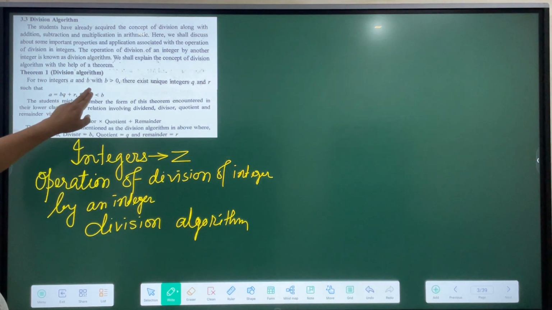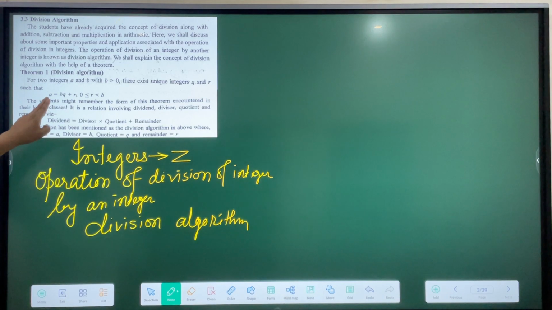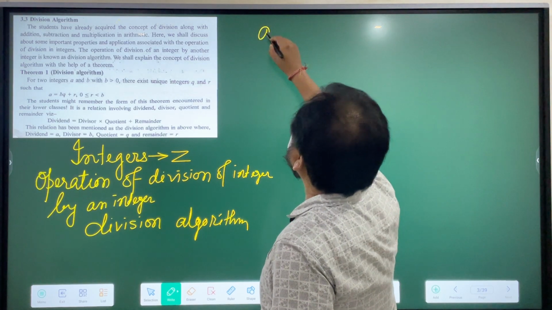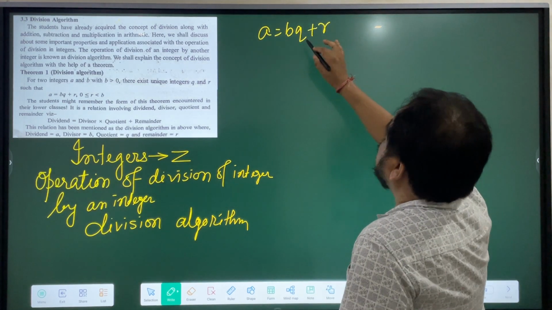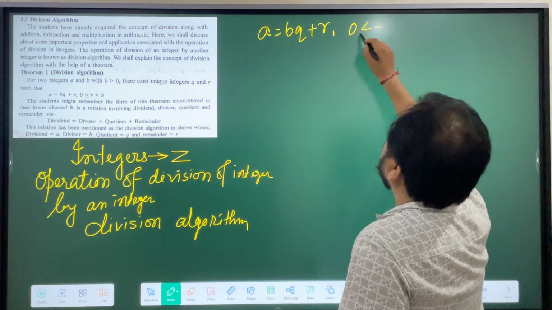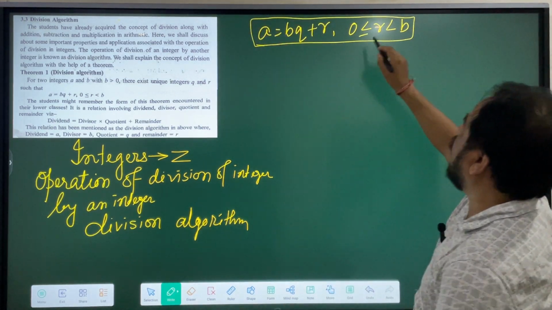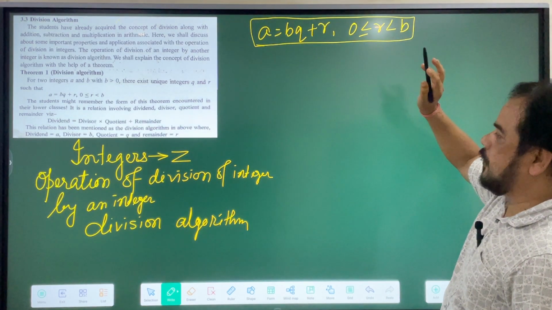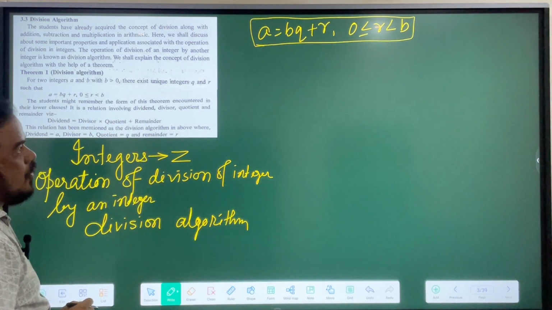For two integers a and b with b greater than 0, there exist unique integers q and r such that a equals bq plus r. What is a, what is b, what is q, and what is r? We are going to know. Here the condition is that r is greater than or equal to 0 and smaller than b, always.